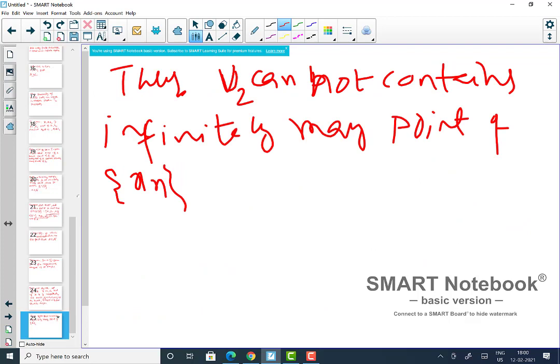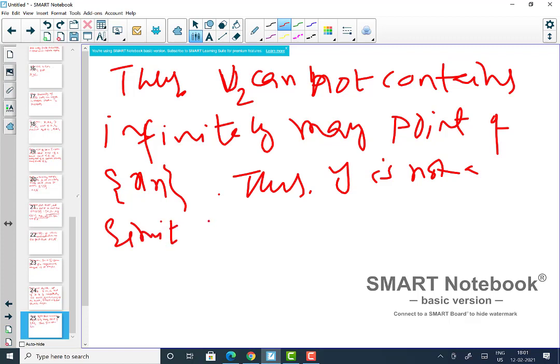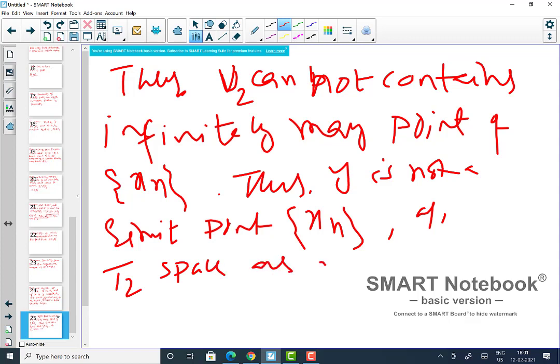But because this is a T2 space, it is also a T1 space, since every T2 space is a T1 space. And for a T1 space, we just proved that a point is a limit point if every neighborhood contains infinitely many points. But here you find a neighborhood U2 that does not contain infinitely many points of xn, and thus y is not a limit point of the set, or rather, limit point of the sequence of numbers means limit of the sequence.